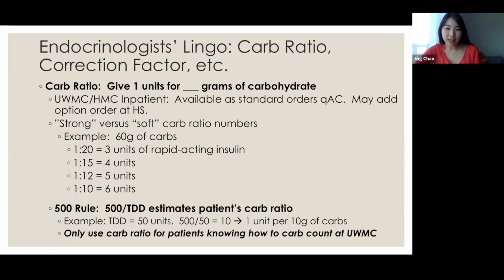If you take 500 divided by the total daily dose of insulin, which means all of the insulin units added up in a 24-hour period, that gives you an estimate of the patient's carb ratio.